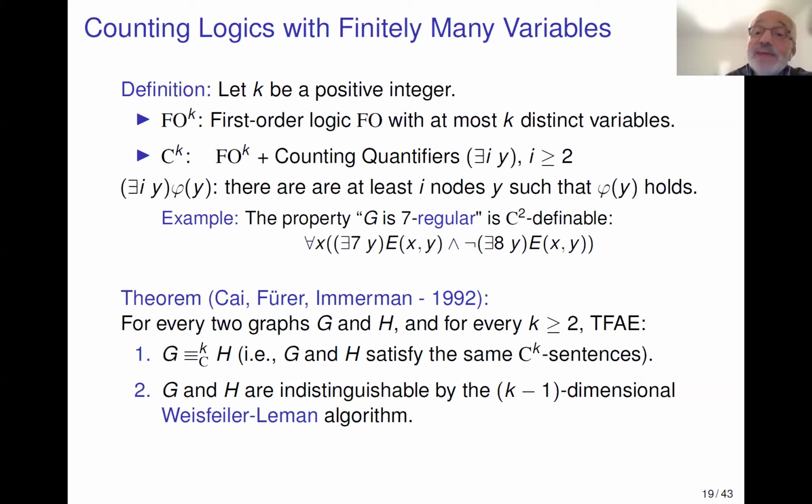And it was not clear exactly what this algorithm was capturing, and Cai-Fürer-Immerman pinpointed it. They said what this really captures is not isomorphism, but it is indistinguishability in the counting logic with k variables. And by the way, this algorithm runs in polynomial time. So what you get as a consequence of the Cai-Fürer-Immerman result is the fact that indistinguishability in counting logic with k variables for every fixed k is in polynomial time. Okay, now we have all the background.